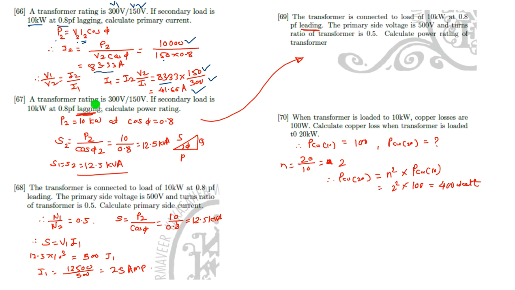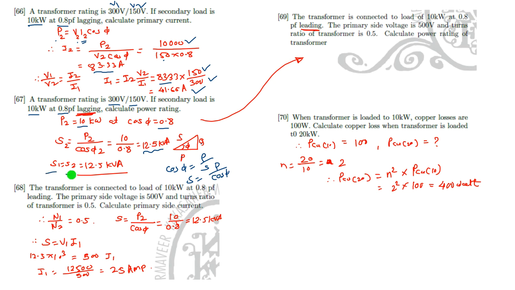A transformer rating is 300 volt by 150 volt. If the secondary load is 10 kilowatt at 0.8 power factor lagging, calculate the power rating. So P2 is 10 kilowatt, cos phi is 0.8. In the power triangle diagram, we know that this is P, this is Q, this is S, and this is phi. How will we calculate it? Cos phi is equal to P by S, so S is equal to P upon cos phi. So S2 is equal to P2 upon cos phi 2, which is 10 kilowatt divided by 0.8. It gives you 12.5 kVA.